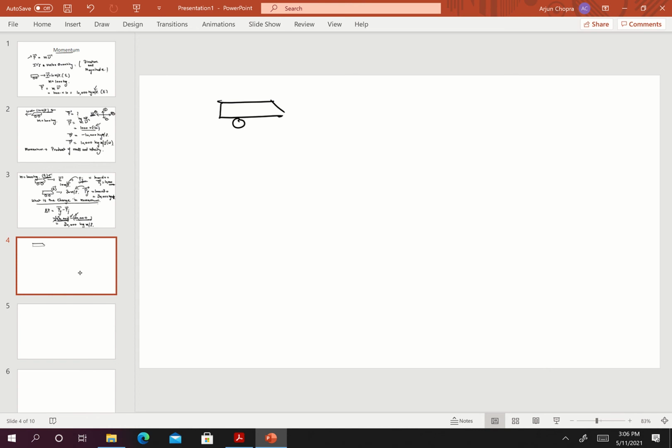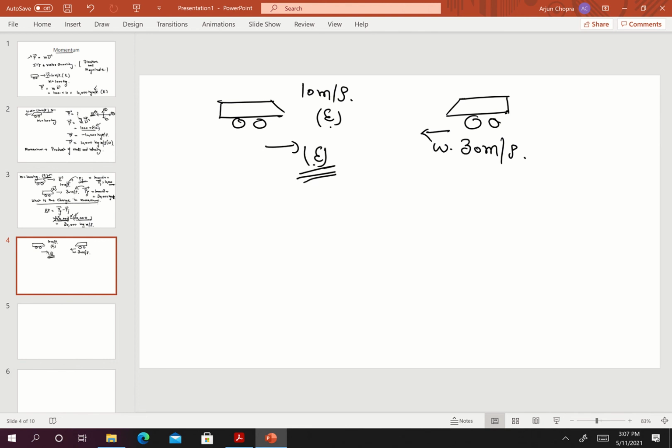So the same car, which is initially moving with 10 meters per second in east direction, after a certain time is moving in the west direction now with, let's say, 30 meters per second. All right, and this is moving in west direction. Initially it was moving in east direction. So I wanted to find the change in momentum. What will be the answer for that?